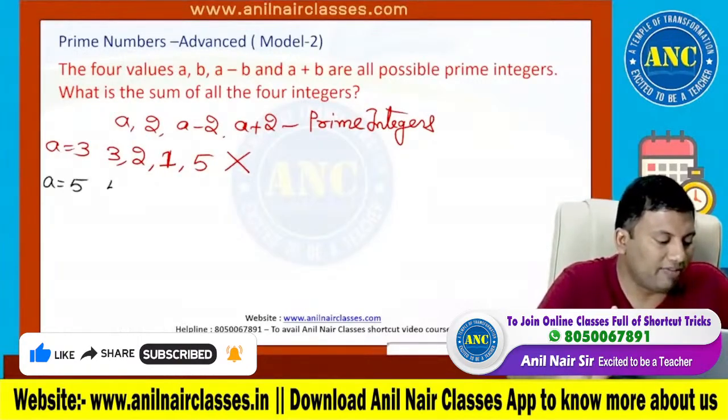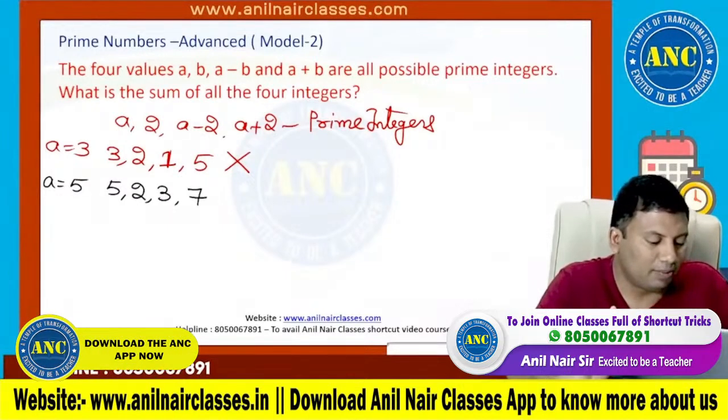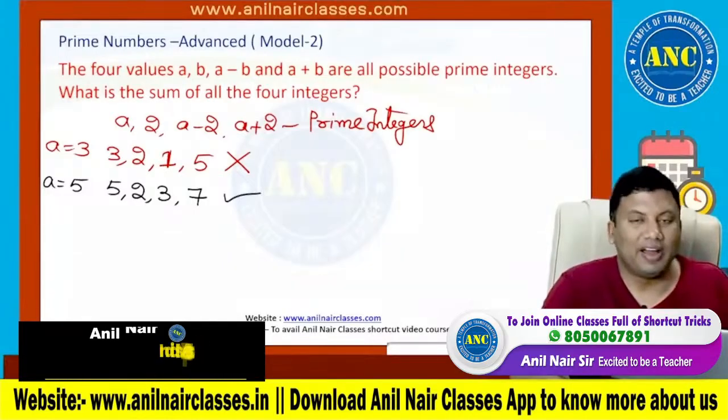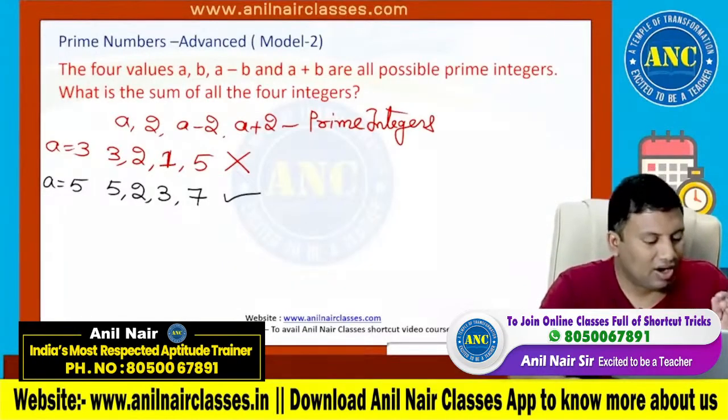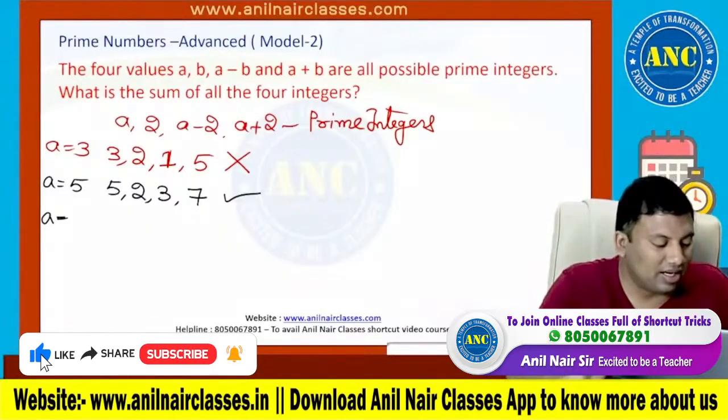Let me take 5. 5 comma 2, 5 minus 2 is 3, 5 plus 2 is 7. 5, 2, 3, 7. These all are prime numbers. 5 is of the form 6k minus 1. Let me take other numbers which are of the form 6k minus 1.